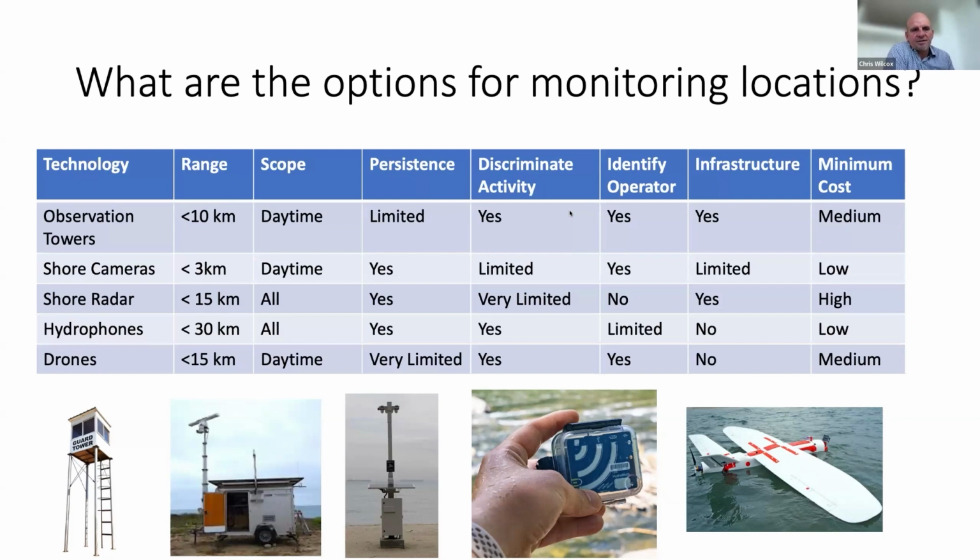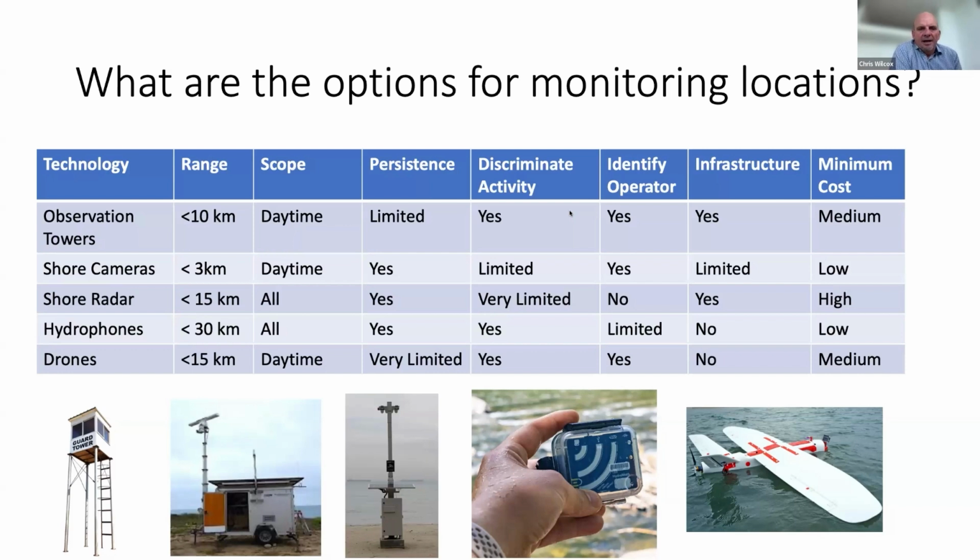At the other extreme is something like an observation tower where you actually have a person looking through a pair of binoculars trying to figure out what's going on. Hydrophones fall somewhere in the middle. Anything that makes noise in a boat, you can hear. So you can hear an air compressor, you can hear an anchor, any of those sorts of things.